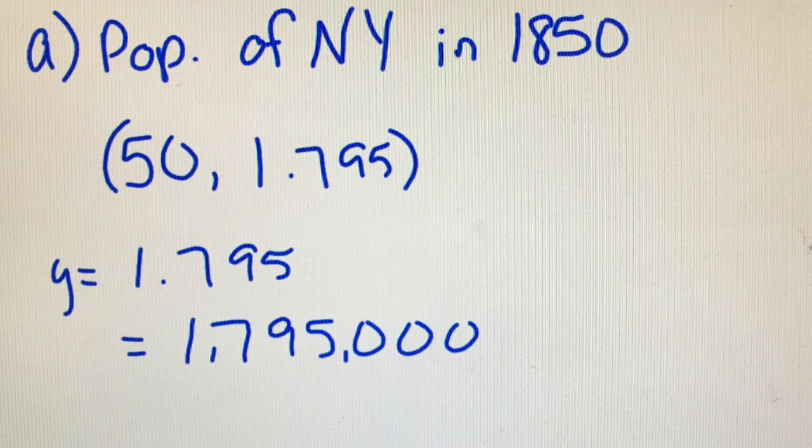Now for A. To find the population of New York in 1850, look at where x equals 50 intercepts the graph. For this problem, x equals 50 intercepts the graph at 1.795. However, since this is population in millions, it would be 1,795,000.